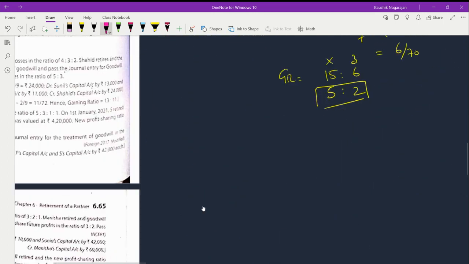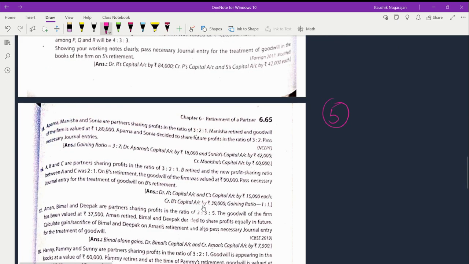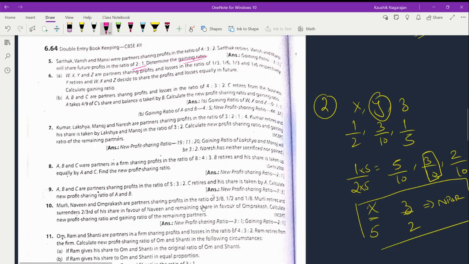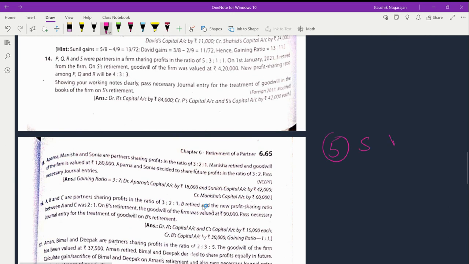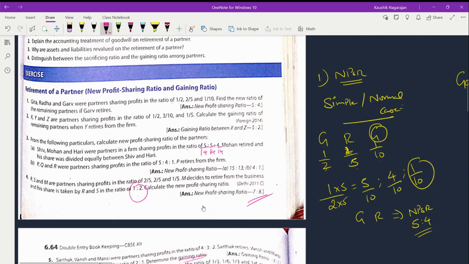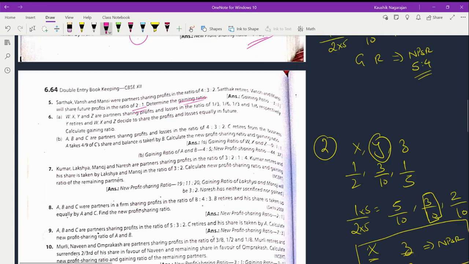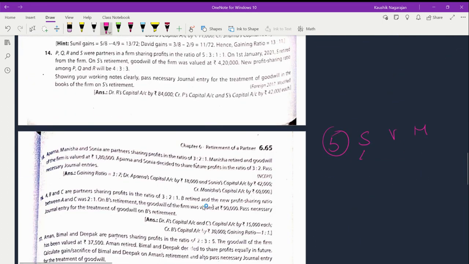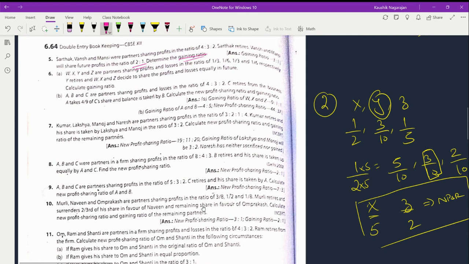Okay, so in this case, let me take up the partners. Who are the partners according to problem number 5? The partners mentioned here are S, V, and M. And who's retiring from the firm? It is mentioned that S retires, and the ratio is 4:3:2. So the old ratio is 4:3:2, and S retires from the firm. So 4 by 9, 3 by 9, and 2 by 9. So the ratios are fine, that means the bases are similar, not an issue.